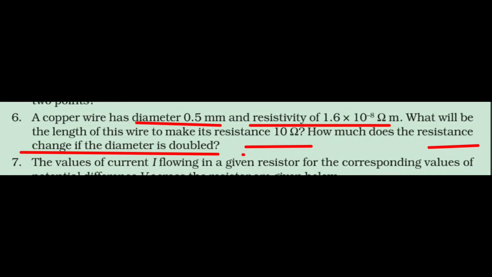A copper wire has diameter 0.5 mm and resistivity of 1.6 × 10^-8 ohm meter. What will be the length of this wire to make its resistance 10 ohm? How much does the resistance change if the diameter is doubled?